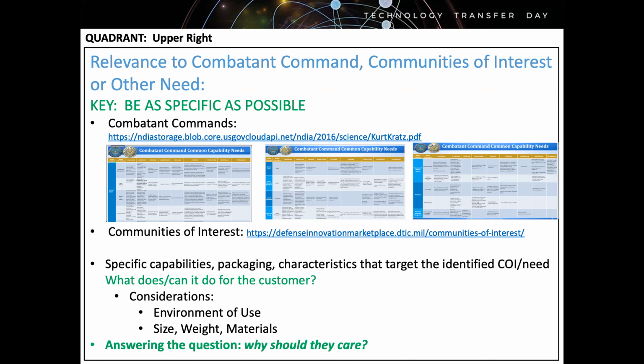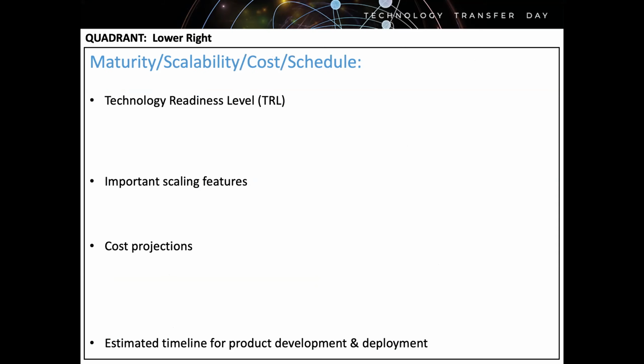And then finally, why do they care? This quadrant is all about why they should care. Finally, the lower white quadrant is about the maturity, scalability, cost, and schedule. This is your ask. So I hope that you are thinking realistically about what it is and the reason for getting in front of the technology scouts.